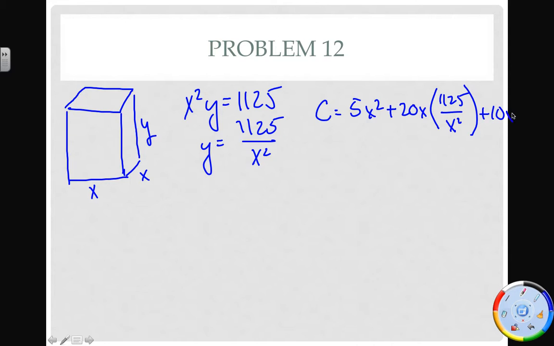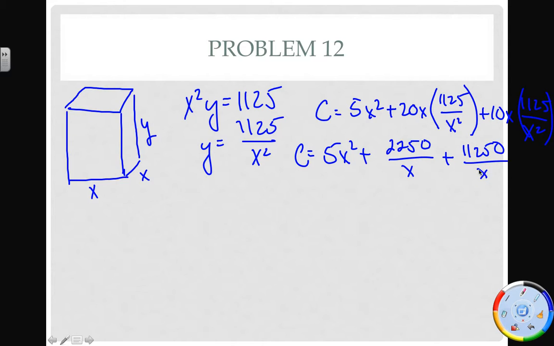plus 10 times x times y, which is 1125 over x squared. Sorry, I kind of ran out of room here. Harder to write with these things here. All right, then I'm going to simplify this a little bit so I can find the derivative a little bit easier. I'm going to say it's 5x squared plus, the x's cancel, I get 2250 over x plus 11250 over x.